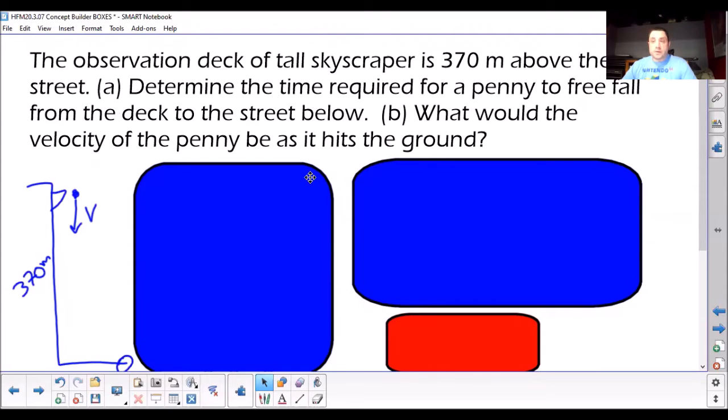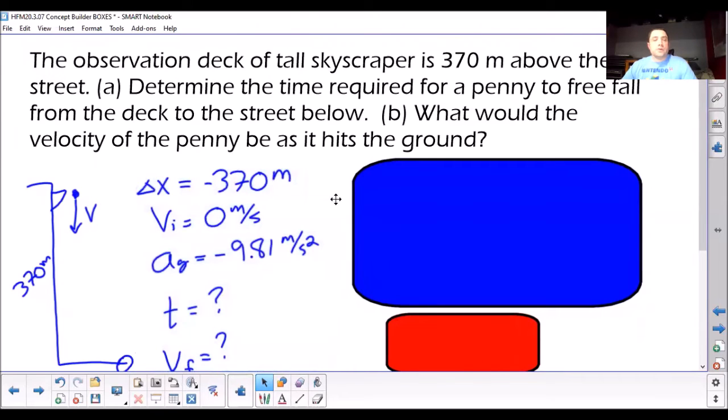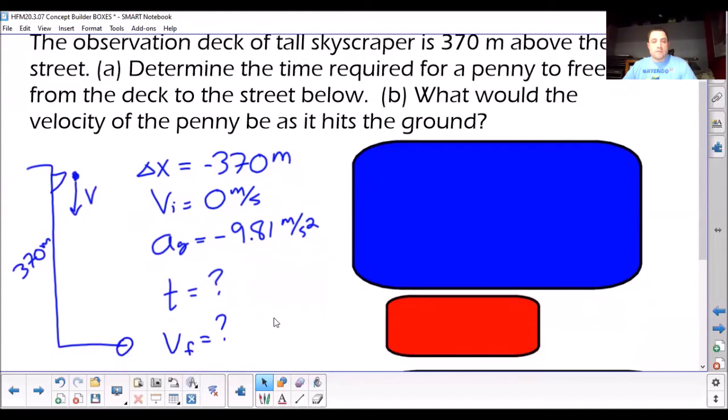The second thing we do is always write up all of our knowns and unknowns. Notice that I put delta x as negative 370. Anytime something's falling, it's going to be negative. This one's nice because it's dropped, so the initial velocity of the penny is 0, and your acceleration is going to be negative 9.81 meters per second squared. We are looking for time and final velocity.